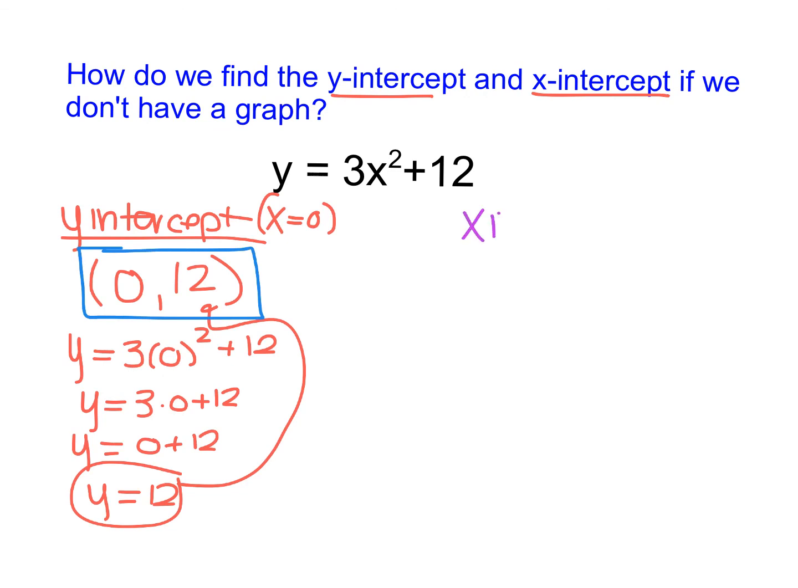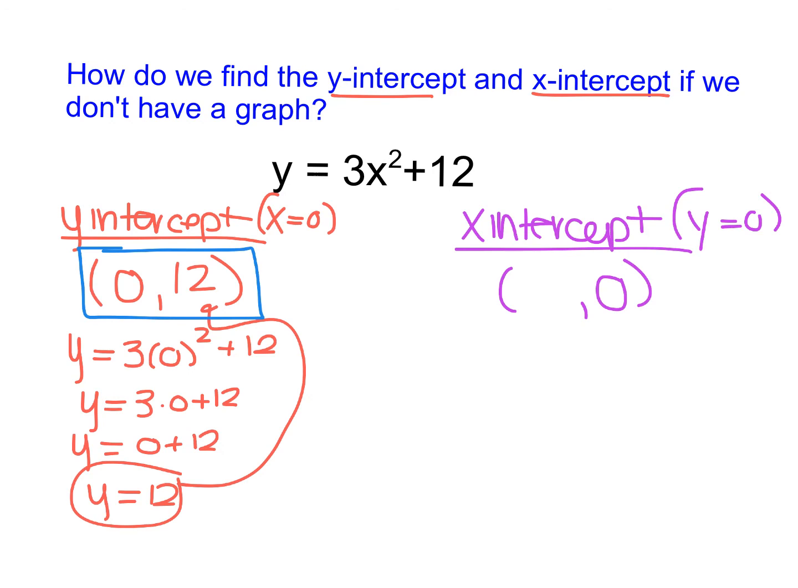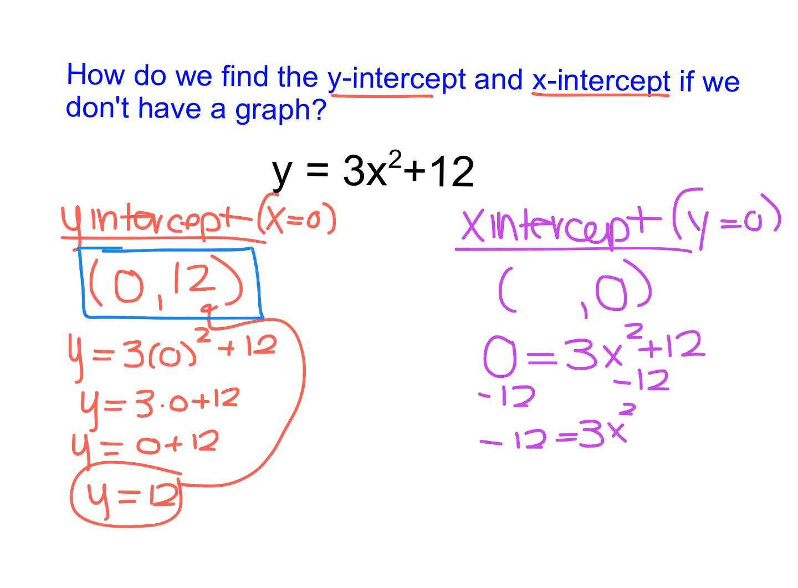Then I move forward and calculate my x-intercept points. So I know at this point y is always equal to 0. So I'm going to have the coordinate x is something, y is 0. So I now substitute 0 in for y and find the corresponding x. So subtract 12, divide by 3. So I have negative 4 is equal to x squared.